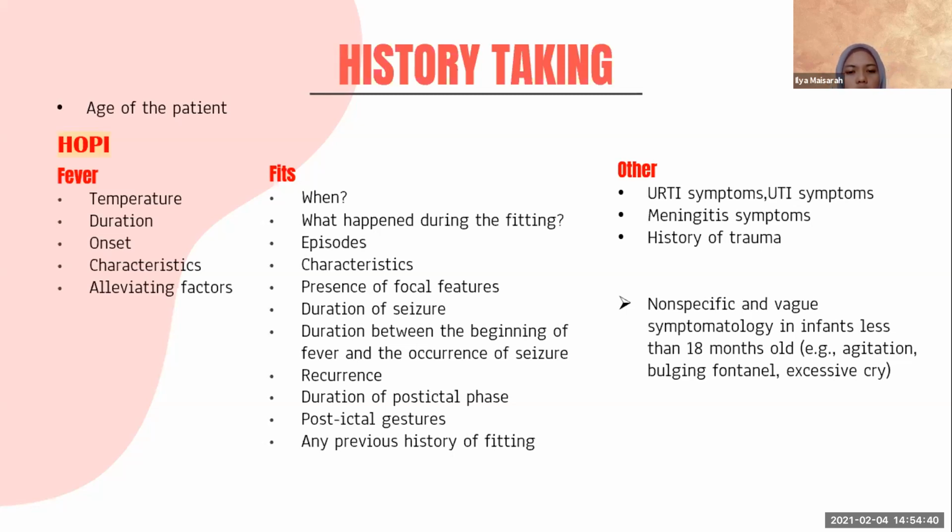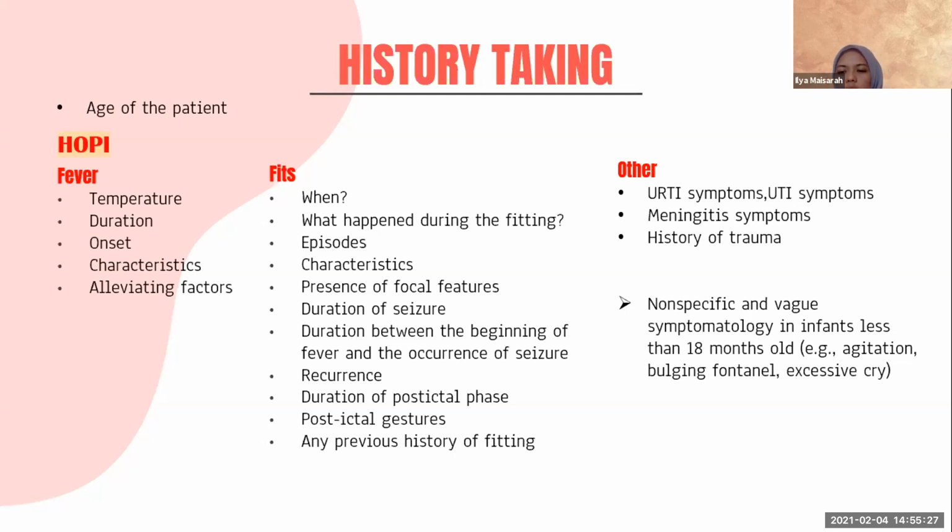And lastly, about any previous history of the fitting before. And through the history, we also can try to look for the causes of the fever. For example, it may be due to an upper respiratory tract infection, so we can look for symptoms such as sore throat or cough, or it can be due to a urinary tract infection, so the symptoms may be dysuria, hesitancy. We also need to rule out the etiology of the seizure, for example, meningitis, and also the history of trauma that can lead to the seizure.